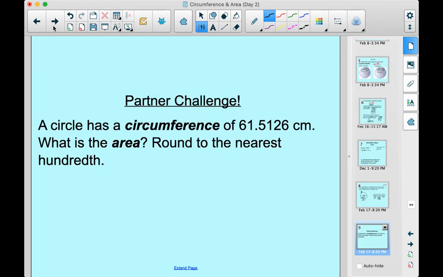All right. So if there's time for this, try this partner challenge. Let's see what you can do. A circle has a circumference of this. Tell me what the area is. So you have to work backwards and then forward to answer that question. If you think you know what it is, let me know and I'll tell you if you're right or not.